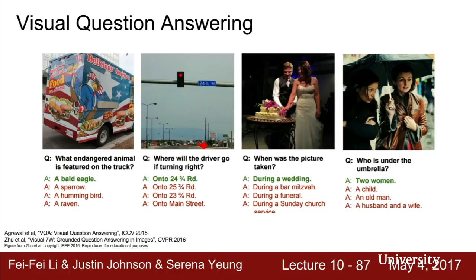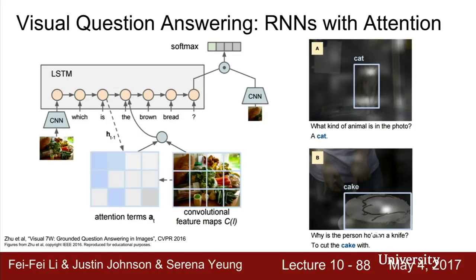And now the model needs to select from one of these 4 natural language answers, which of these answers correctly answers that question in the context of the image. So you can imagine stitching this model together using CNNs and RNNs in a natural way.